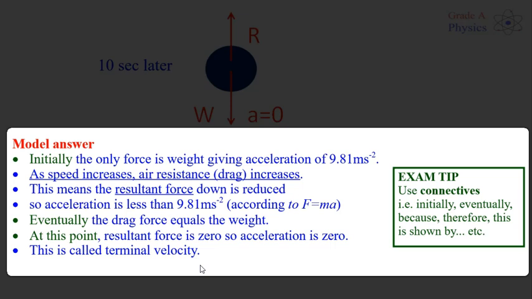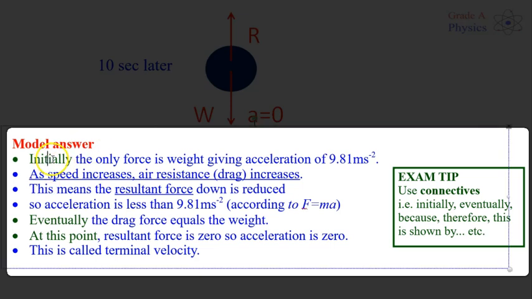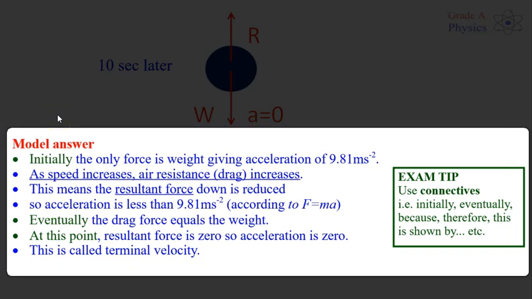So we need to say that the starting word is really useful. So you could say at time equals zero, or initially, or at the start. And what we're doing effectively is telling a story. So right at the start, the only force is weight, therefore we have maximum acceleration g. As the speed increases, the air resistance, the drag, increases. So that's really important. The faster we go, the bigger the drag. This means that, or this means, that's another connective, the resultant force down is reduced.